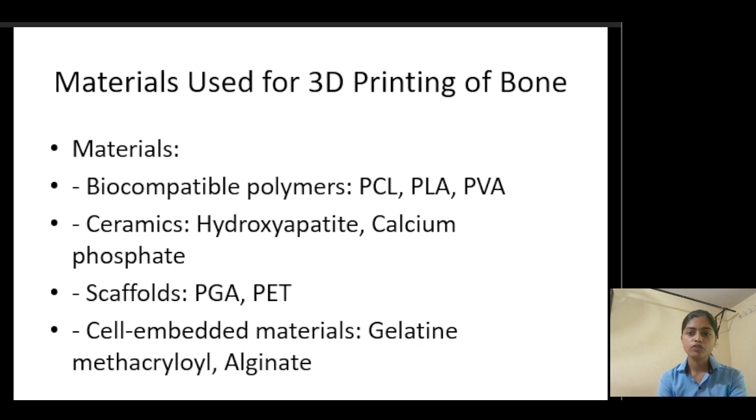So, materials used for 3D printing bone. The materials used are biocompatible polymers such as PCL, PLA, and PVA, and ceramics such as hydroxyapatite and calcium phosphate, and scaffolds such as PGA and PET, and cell-embedded materials like gelatin methacryloyl and alginate.